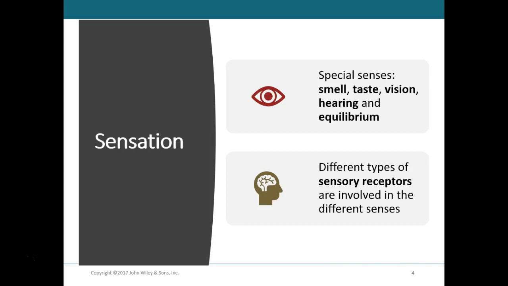Of course, your special senses include sensory modalities of smell, taste, hearing, vision, equilibrium, or balance.